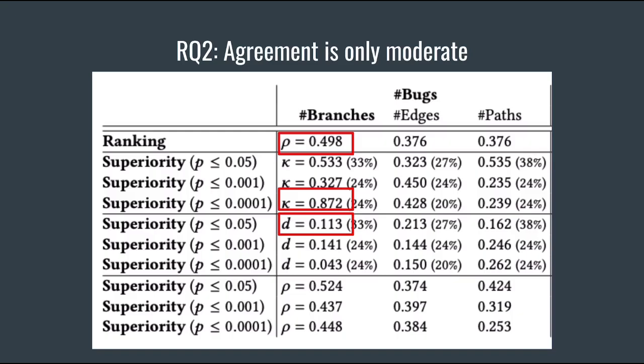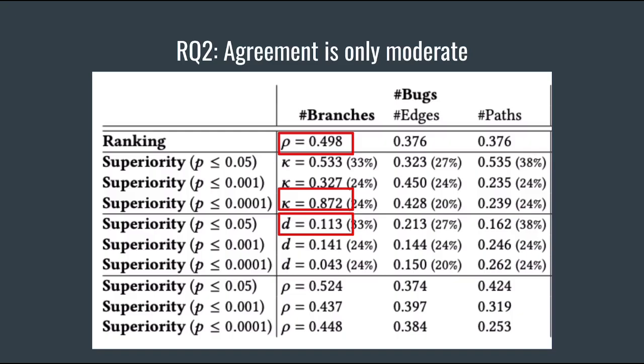They report agreement in Figure 8A, and there are two headline messages. The first is that ranking agreement is only moderate. For branch coverage versus unique bugs, the ranking agreement is around 0.498. That means the leaderboard you get from coverage is only moderately aligned with the leaderboard you get from bugs. So coverage is not consistently producing the same ordering of fuzzers as bug discovery does.